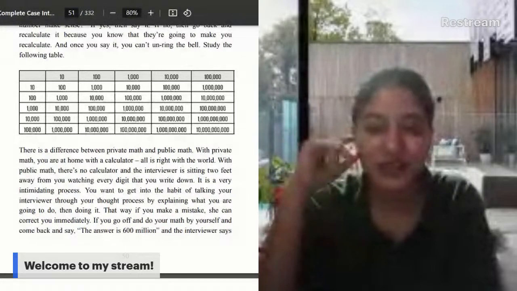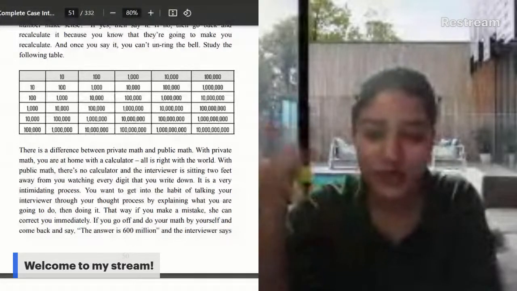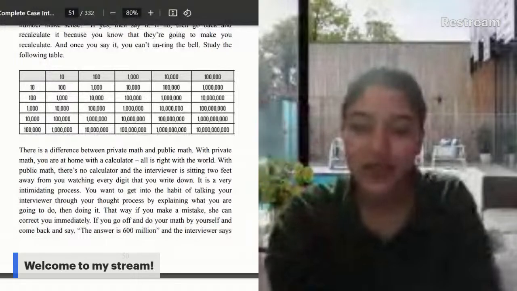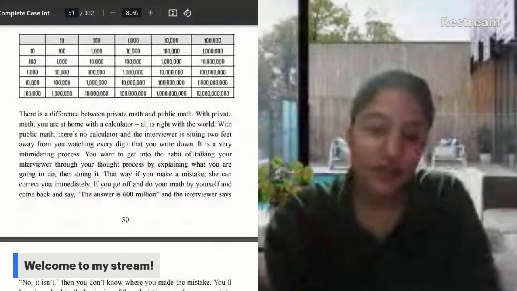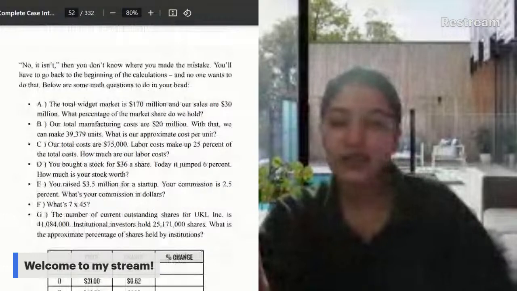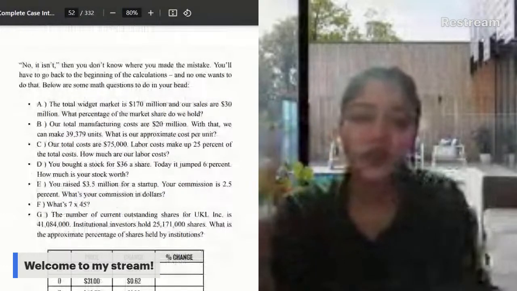You want to get into the habit of talking to your interviewer through your thought process by explaining what you are going to do, then doing it. Then if you make a mistake, she can correct you immediately. If you go off and do your math by yourself, come back and say that the answer is 600 million, and the interviewer says no, it isn't, then you don't know where you made the mistake. You'll have to go back to the beginning of the calculation, and no one wants to do that.